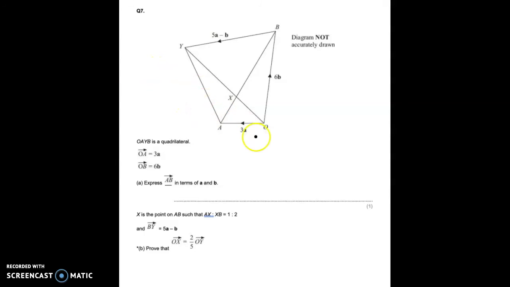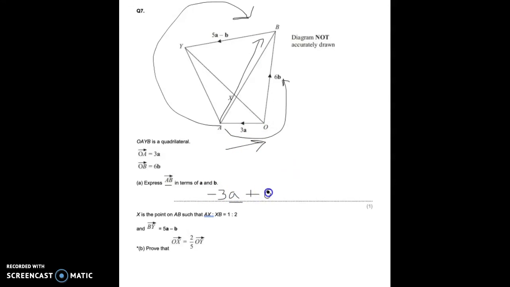So this question is showing us a quadrilateral, and in part A, it's asking us to express AB in terms of A and B. So we can see here's AB, and we're going to use the triangle rule. So we can either go from the left, AY plus YB, but we don't have the value for the vector AY, so we're going to go from the right. So it's going to be AO plus OB. We have to also be careful because here AO, the vector, is in the opposite direction as the vector OA, so it's going to be minus 3A plus 6B.